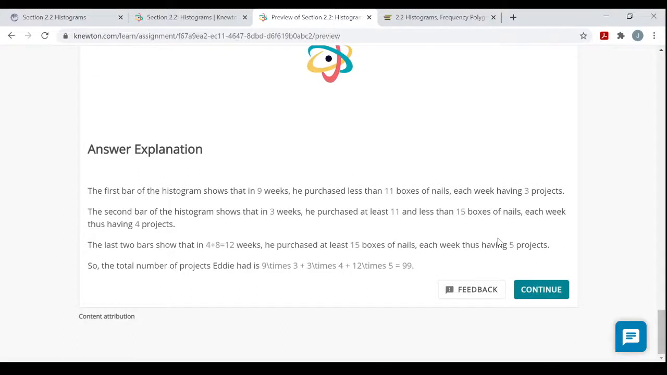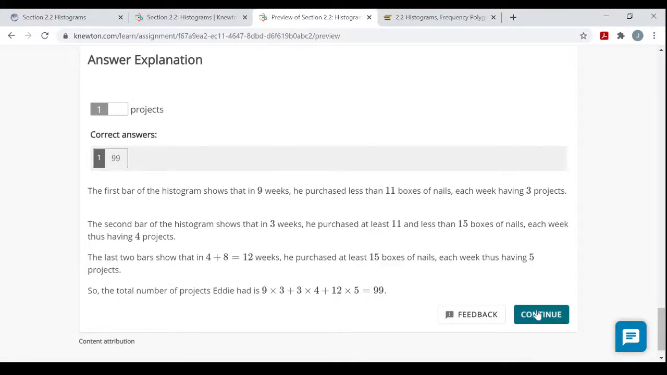And again, you read through the explanation. It's exactly as I said, just looking at those bars. Right?